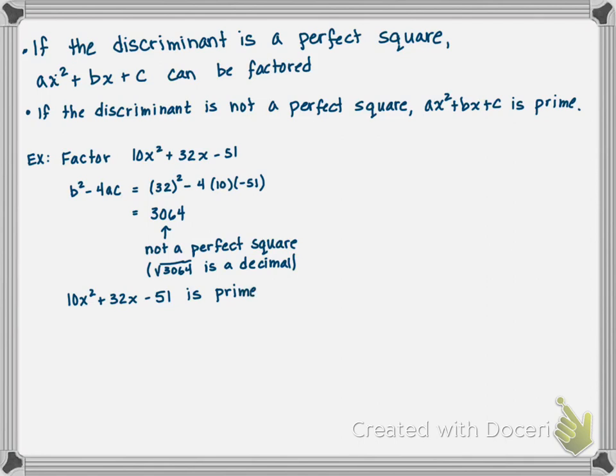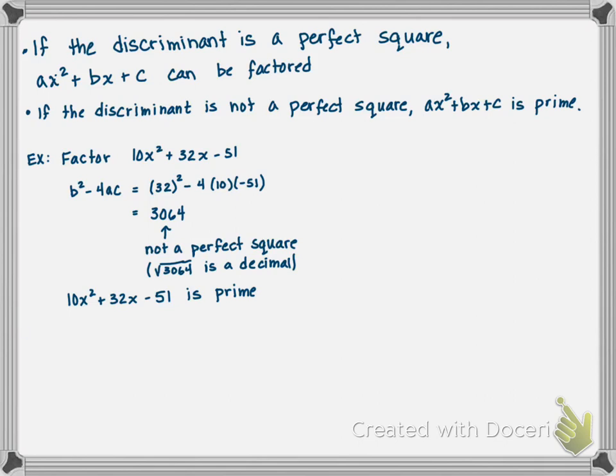It took a little while because we wrote this all out, but if I just asked you to factor that polynomial, you could just real quick punch into your calculator 32 squared minus 4 times 10 times negative 51, try to take the square root, be like, oh, that's a decimal, it's prime, I'm done, right? So it just saves us a lot of tedious calculations of figuring out if it's factorable before we actually try to do that. If we know it's prime, we don't have to do much work.